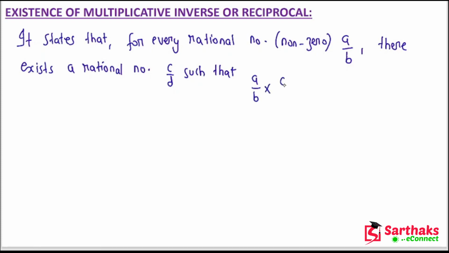a upon b into c upon d is equal to 1, which is equal to c upon d into a upon b. So for every non-zero rational number a upon b, you will have another rational number such that the product of both rational numbers is 1. Now what is 1? 1 is the multiplicative identity. So in this case, if c by d is a number such that the product of these two numbers either way is 1, then you can call a upon b the multiplicative inverse of c upon d and vice versa.